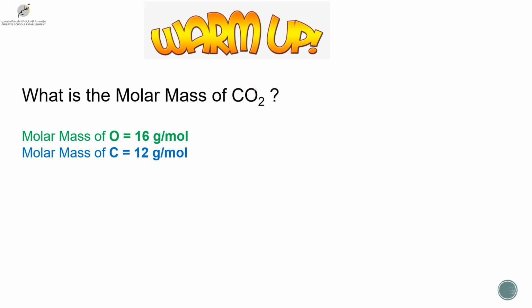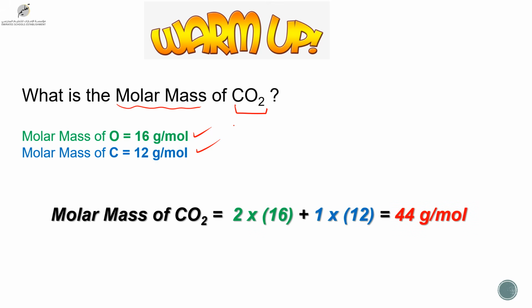Now before we go through the percent by mass and percent composition, you can stop the video after reading this question and trying to find the molar mass of CO2. This is a revision of lesson 3. We know the molar mass of oxygen and carbon. How many C's do we have? We have 1, so 1 times 12, the molar mass of carbon. How many oxygens do we have? We have 2, so 2 times 16, the molar mass of oxygen. We add both answers, we get the molar mass of CO2. So remember that.